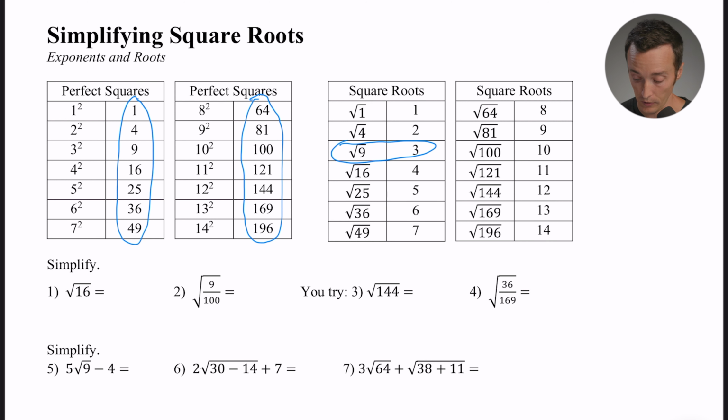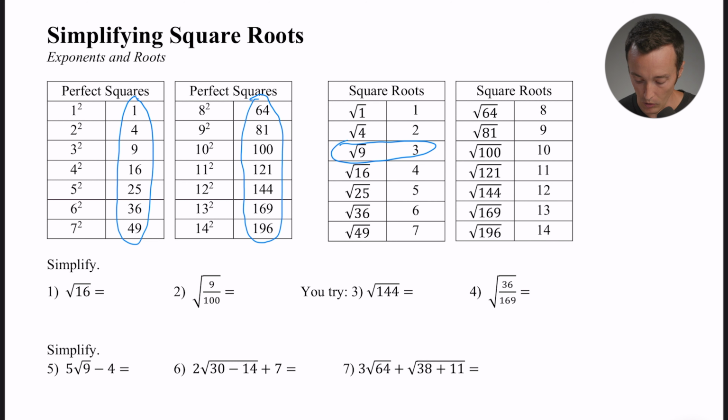The square root of 16 is 4. The square root of 25 is 5. It's just the backwards, or the inverse, of the perfect squares. Square roots and squares are inverses of each other. So let's use that to try to answer some of the questions in this worksheet.